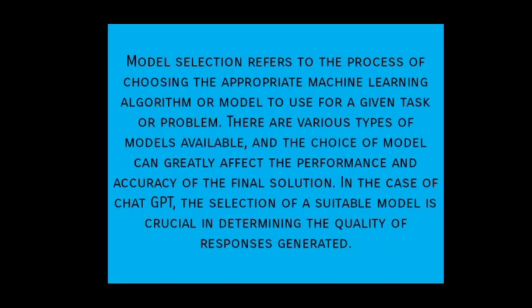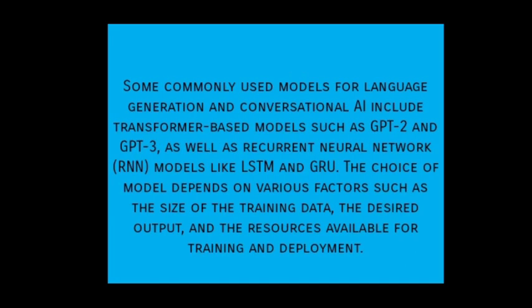Expand about model selection. Model selection refers to the process of choosing the appropriate machine learning algorithm or model to use for a given task or problem. There are various types of models available, and the choice of model can greatly affect the performance and accuracy of the final solution. In the case of ChatGPT, the selection of a suitable model is crucial in determining the quality of responses generated.